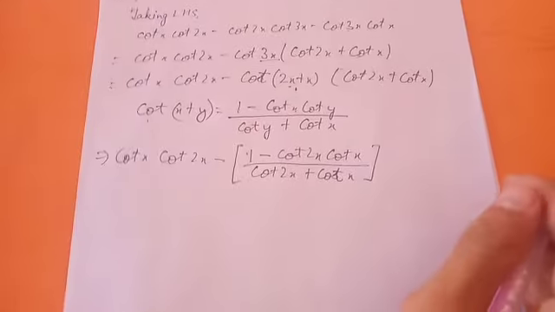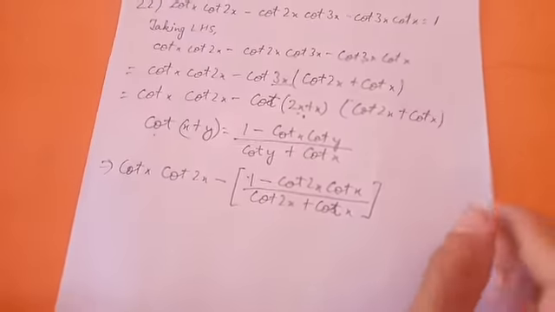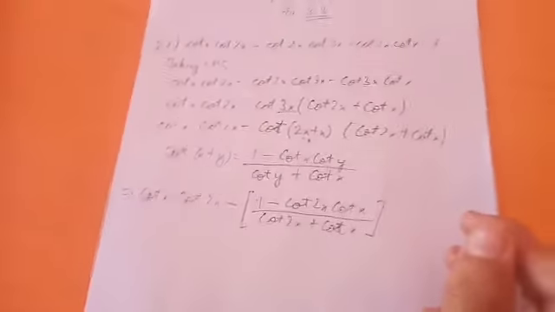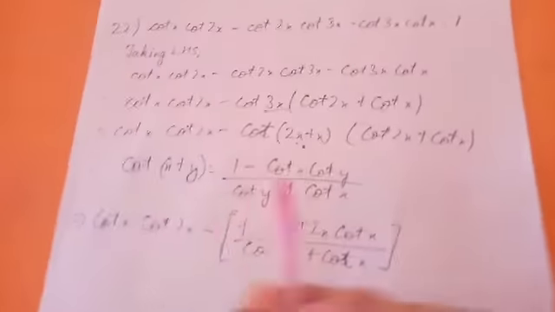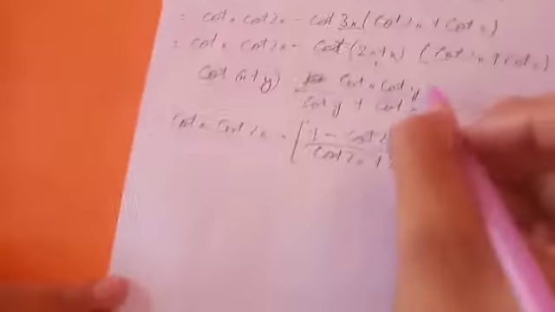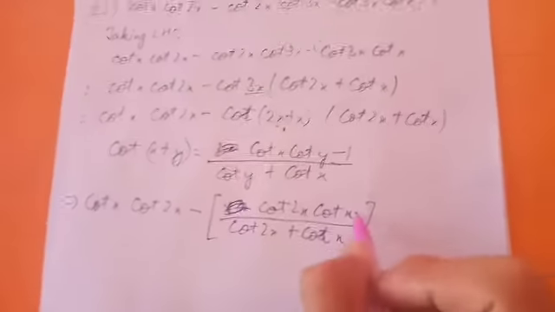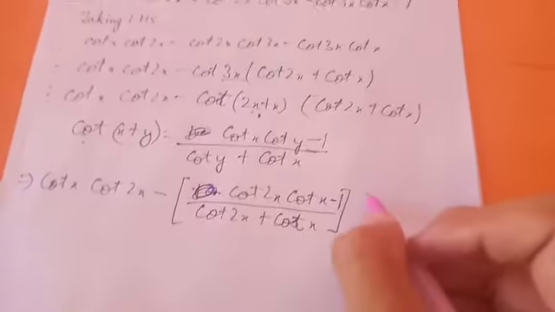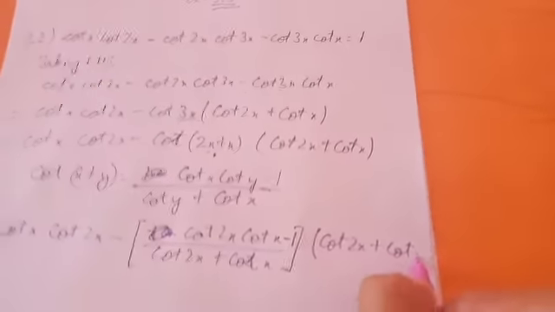Sorry, the formula of cot x plus y is cot x into cot y minus 1, meaning 1 you have to subtract from it. Sorry for that, so minus 1 will be here. Other is the same, into cot 2x plus cot x.